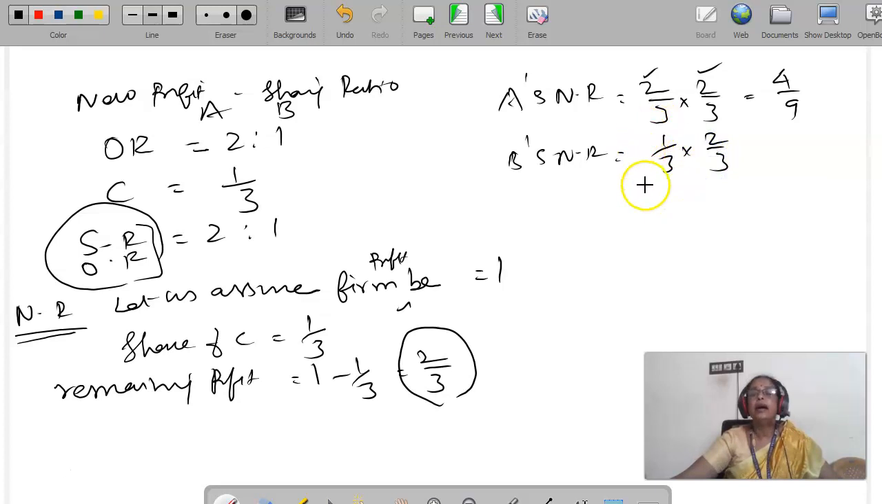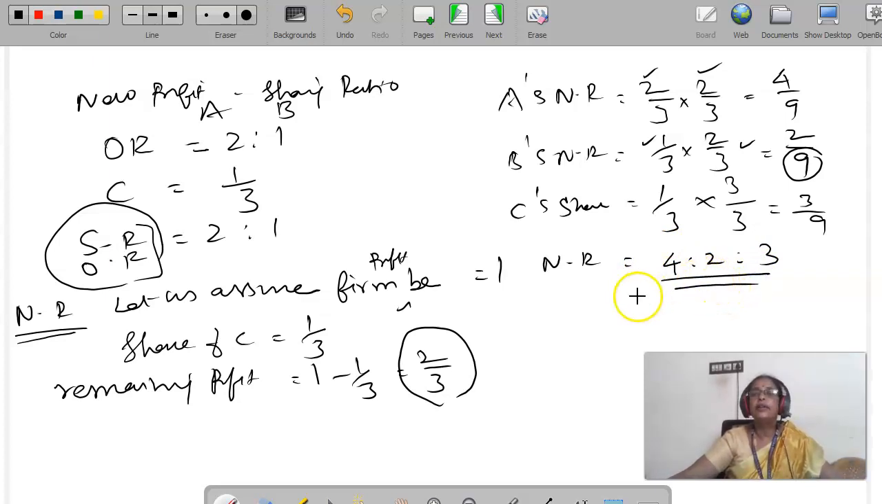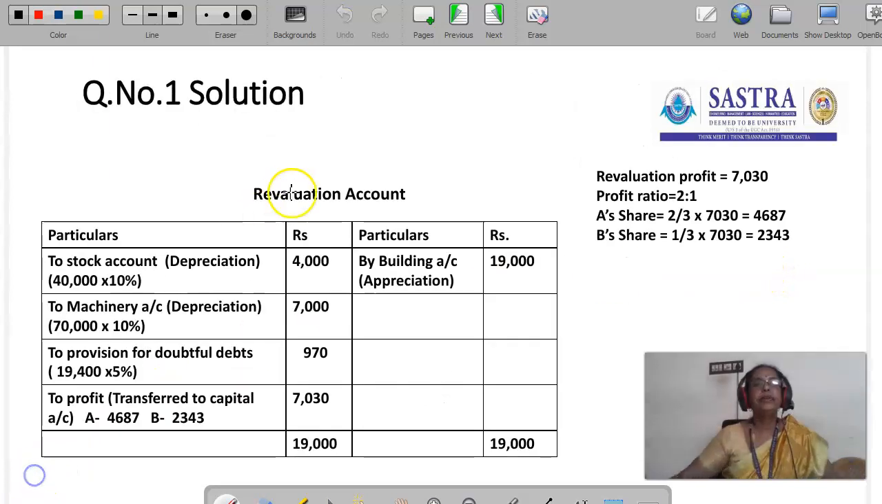B's new share is equal to 1/3 into 2/3. His profit sharing ratio is 1/3, remaining profit is 2/3. So 2/9. C's share is already given, 1/3. The denominator is 9, so it should be multiplied by 3/3. So 3/9. So the new ratio is 4:2:3. The first step is to calculate the new ratio of the partners. The new ratio of the partners is 4:2:3. Then the next step, we have to prepare the revaluation account.